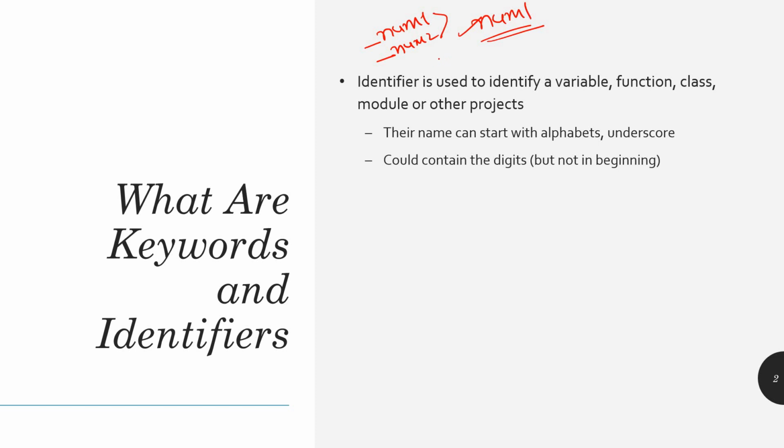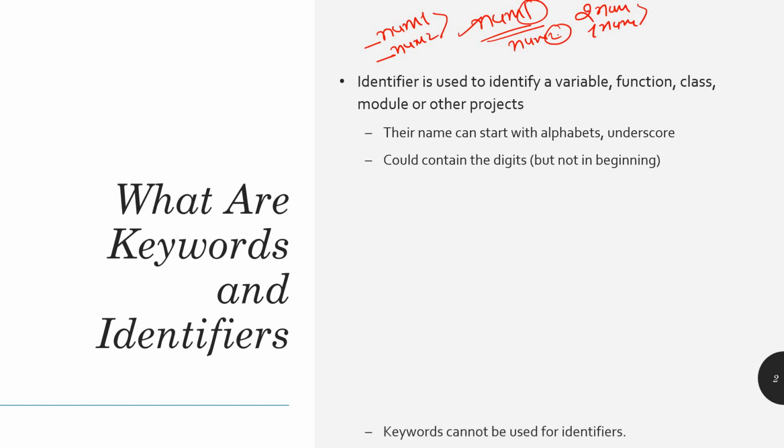Your identifier name can contain digits as well. Like here, if you see, it's num1, so 1 is a digit, and num2 also has a digit, so you can use digits, but a digit cannot be at the start. You cannot have a variable name like 2num or 1num, something like this. You can never have these. So this is how we declare the variable names.